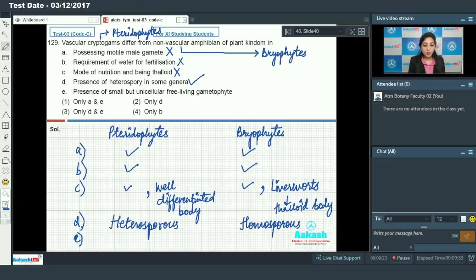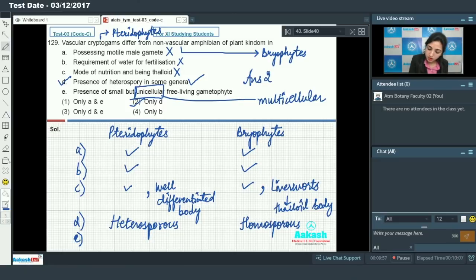E. Presence of small but unicellular free-living gametophyte. In both, gametophyte is multicellular. So by this, vascular cryptogams differ from non-vascular amphibians of plant kingdom in presence of heterospory in some genera. So only D is correct. Answer to this question is option number 2.